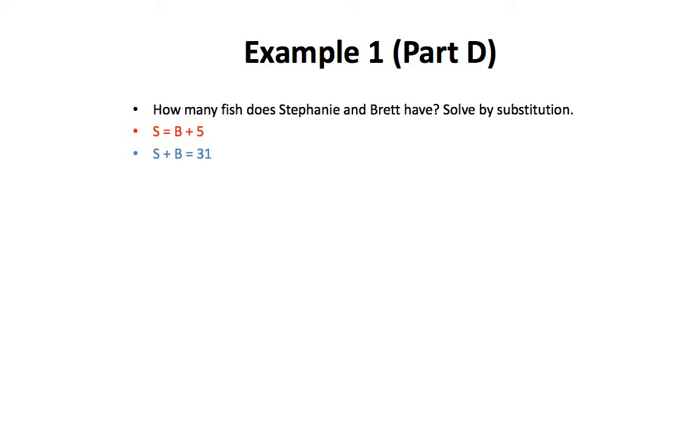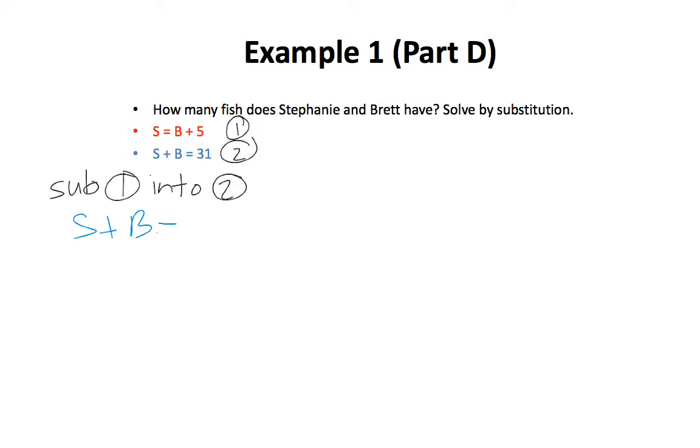Before we begin, let's label these equations again. That's equation 1, that's equation 2. As mentioned before, we want to sub equation 1 into equation 2. Which means we're going to begin with S plus B is equal to 31. And then next, instead of writing S, I'm going to replace it with B plus 5 in brackets. And everything else stays the same.